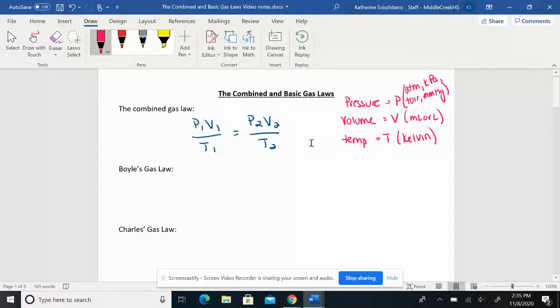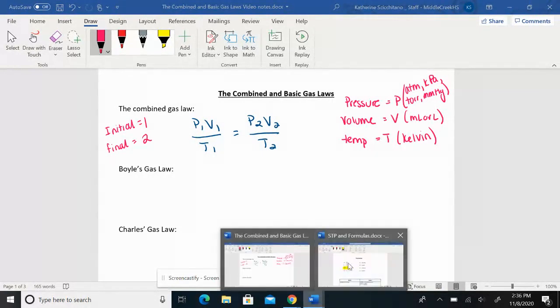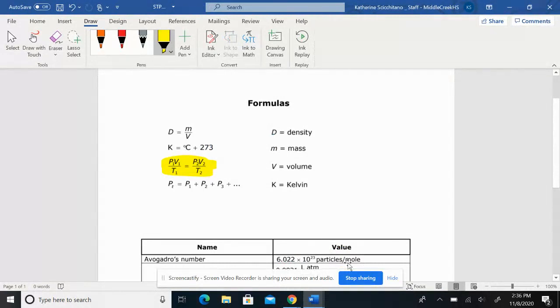And so, like I said, this is our combined gas law. What we're going to be doing with it is comparing initial conditions to final conditions. So our initial condition is everything that's going to go on the 1 side of the equation. The final condition is everything that's going to go on the 2 side of the equation. So 1 is how our gases look in the beginning, and then 2 is how our gases look when we change them. This equation is referenced for you in your reference packet. I just took a snapshot here, but if you go to the formula page in your reference packet, you will see the combined gas law there for you.